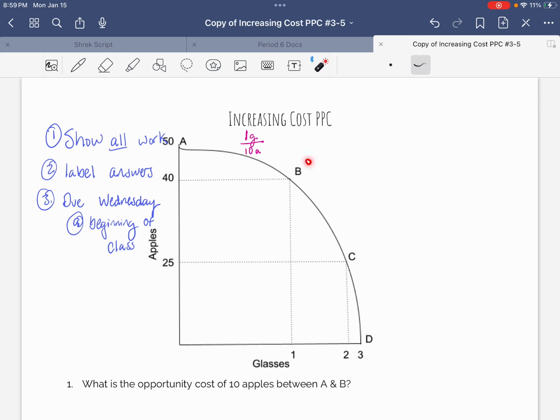Now we go to B to C. We go down and glasses is 2 minus 1 there. So that is 1 glasses. And I always put my smaller number on top because it just makes more sense. So you should do the same.